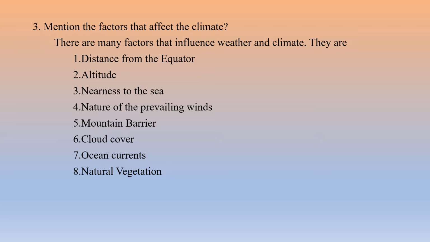Mountain barrier. A mountain barrier is when the mountain has a very steep slope. A steep slope will not allow the clouds to move to the opposite side of the mountain, the next side of the mountain. So it gets all the heavy rain on the windward side, and it allows the clouds to pass after a long period of time, and it does not give heavy rainfall on the leeward side, the opposite side. So the mountain barrier plays a very important role.